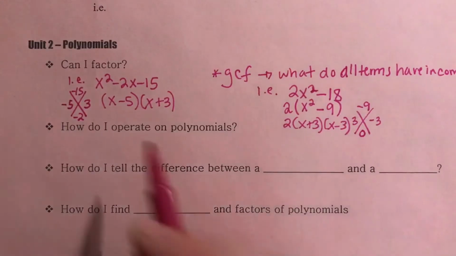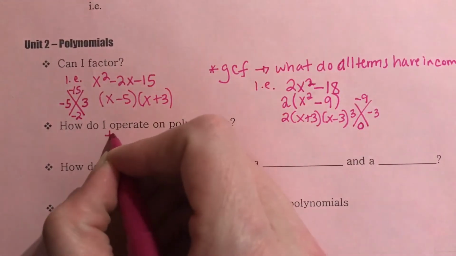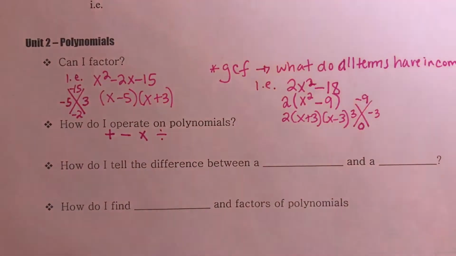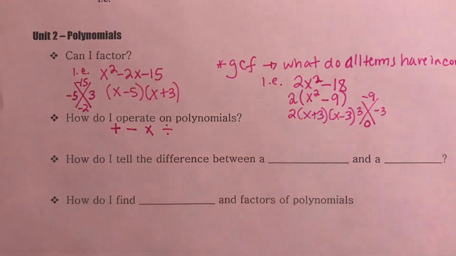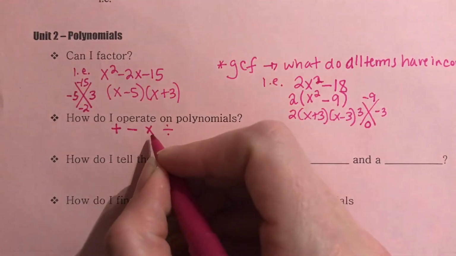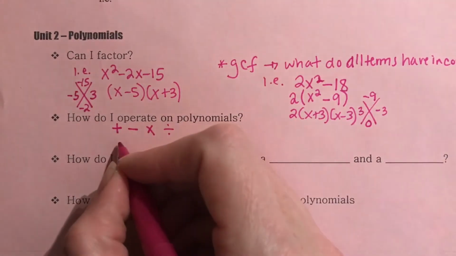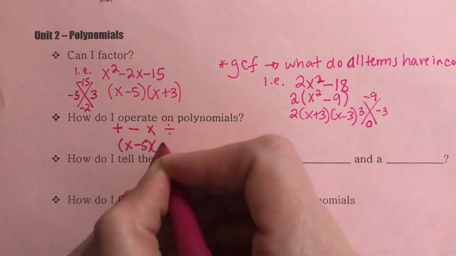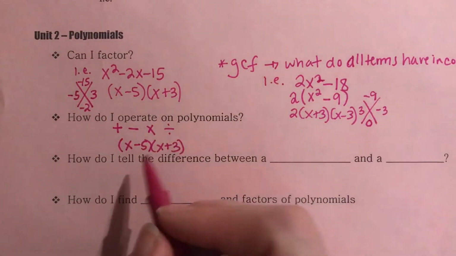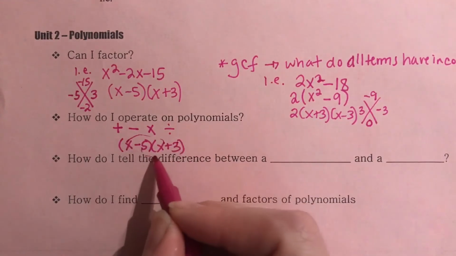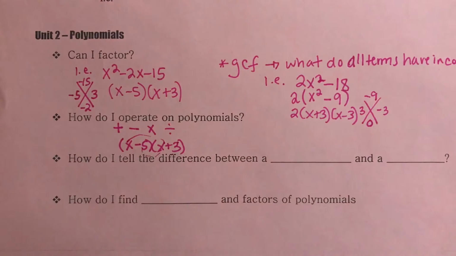The next part was operating. So that means adding, subtracting, multiplying, and dividing. When we add and subtract, we just look for combining like terms. Make sure they have the same variables and exponents. When we multiply, we distribute. So when we multiply, say it was x minus 5 times x plus 3: x times x, x times 3, negative 5 times x, negative 5 times 3.